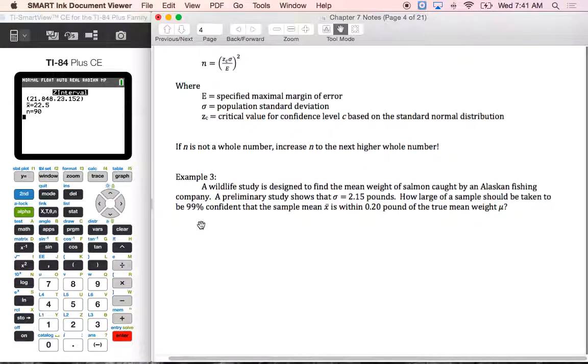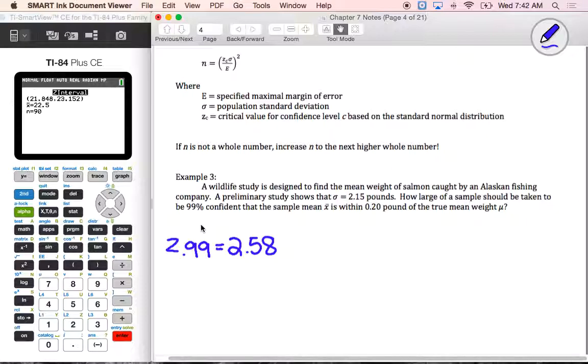Okay, a wildlife study is designed to find the mean weight of salmon caught by an Alaskan fishing company. A preliminary study shows that sigma is 2.15 pounds. How large of a sample should be taken to be 99% confident that the sample mean x bar is within 0.2 pound of the true mean weight mu? So it tells us 99% there, so we have to figure out what our z of 0.99 is. Again, go to your little table on your z table, and that's going to be a 2.58.